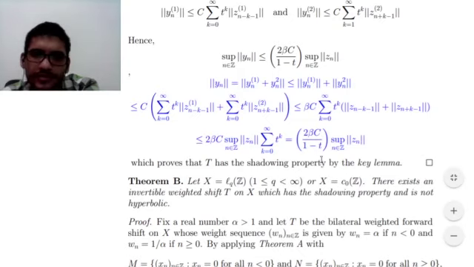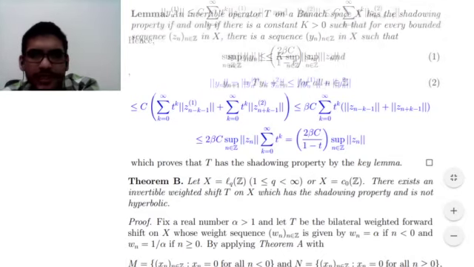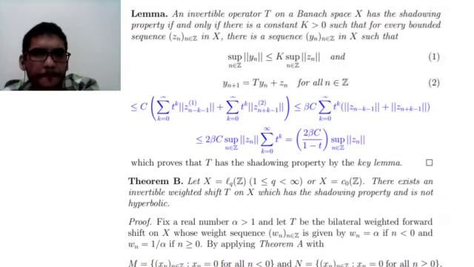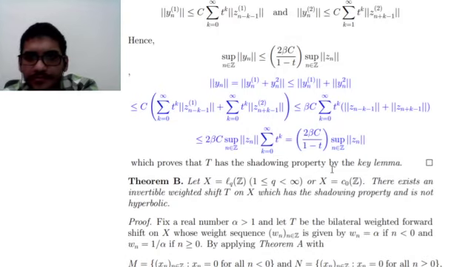So this proves that T has the Chadwick property by the key lemma. Remember the lemma: we prove both conditions, given a bounded sequence there exists a sequence Yn. We construct all of this here, so we get that T has the Chadwick property.